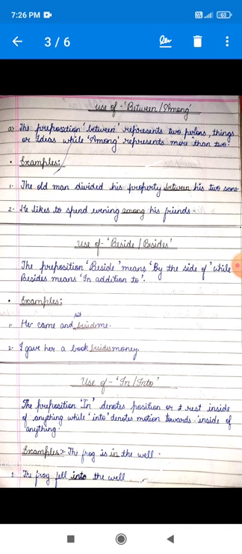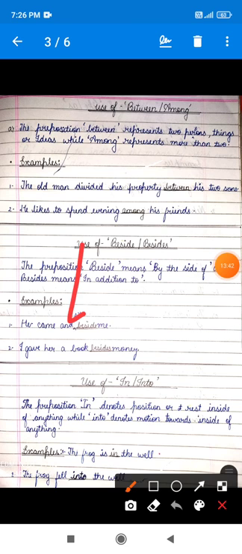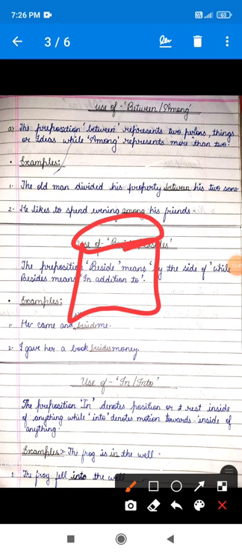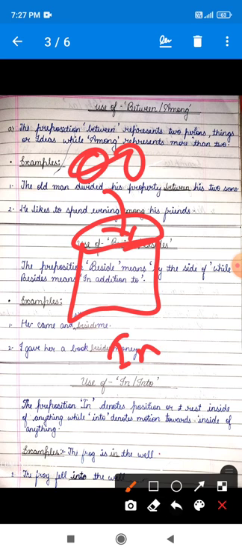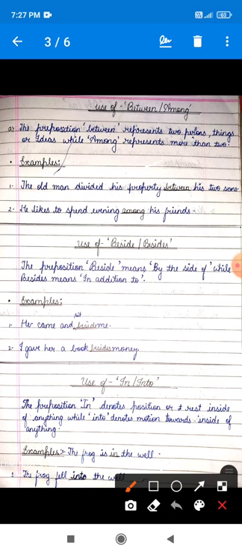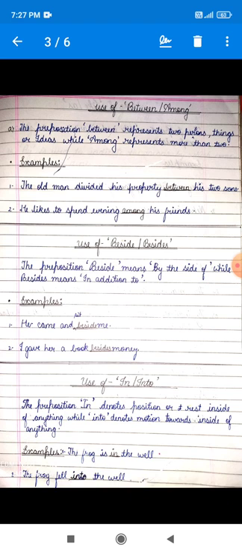Now see second example. The frog fell into the well. So suppose that this is the well and this is a frog, and when it fell, it will do motion. So in that case when there is motion towards inside of any other thing, we use preposition into, okay dear. So you can use here preposition into, okay. Okay, I hope you have got my points very well.